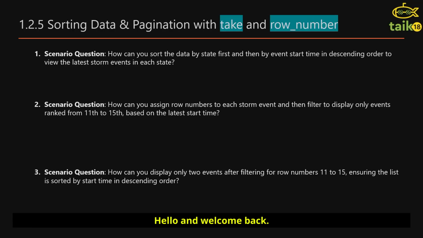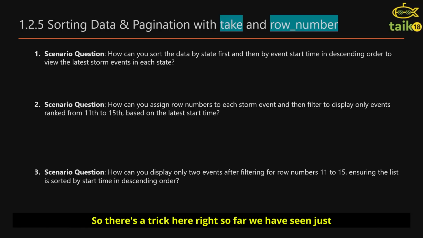Hello and welcome back. In this scenario, we'll talk about the sorting of the data and pagination with take and row number. I hope you are aware of the take, which we have seen from the beginning and have used multiple times. So how can you sort the data by state first and then by event start time in descending order to view the latest storm events in each state? There's a trick here, right?